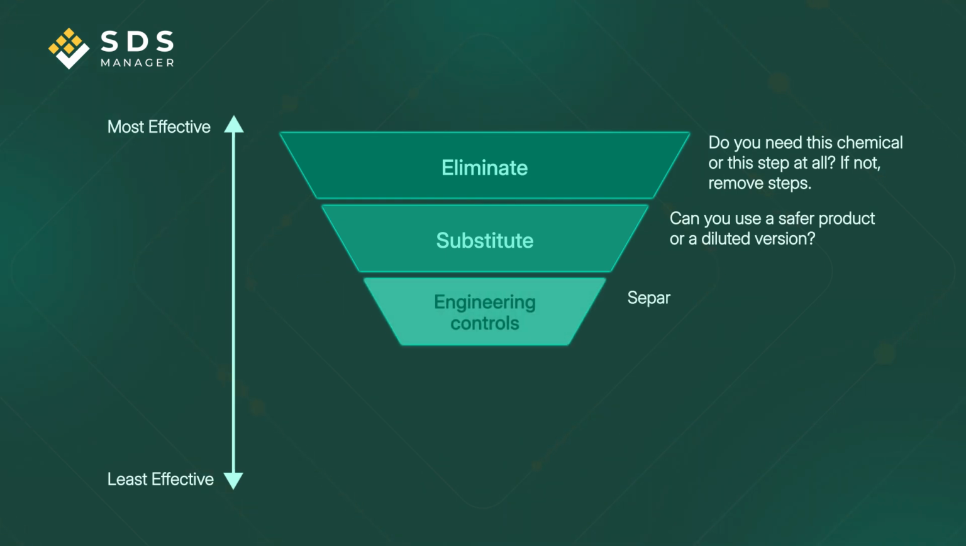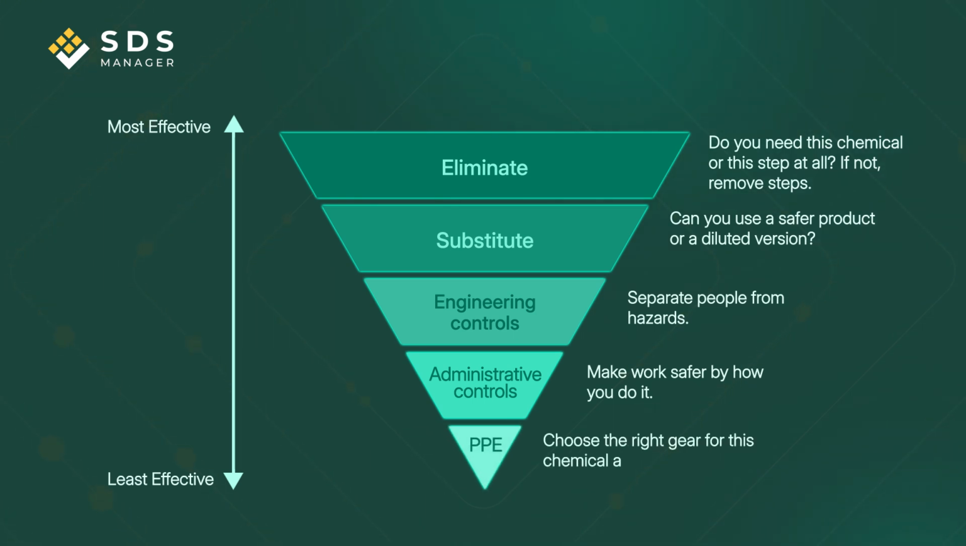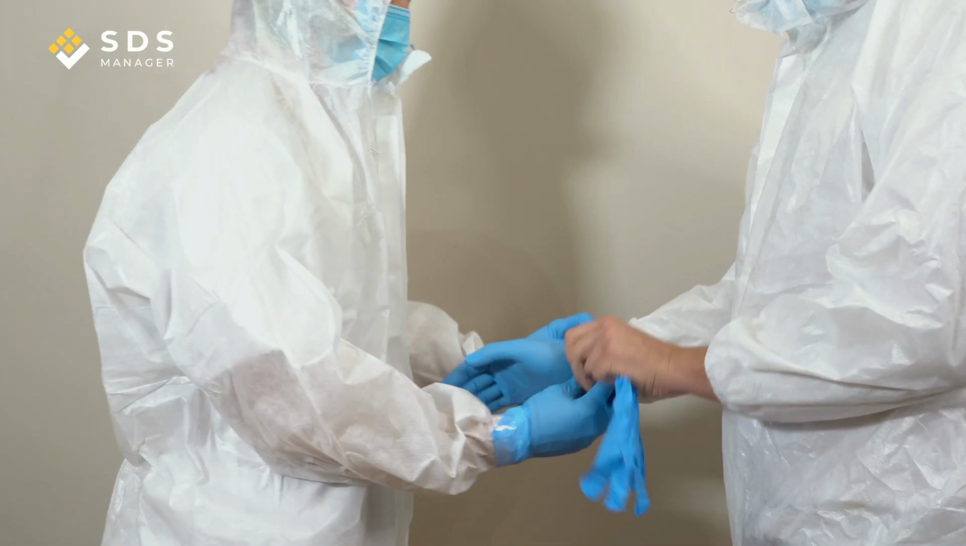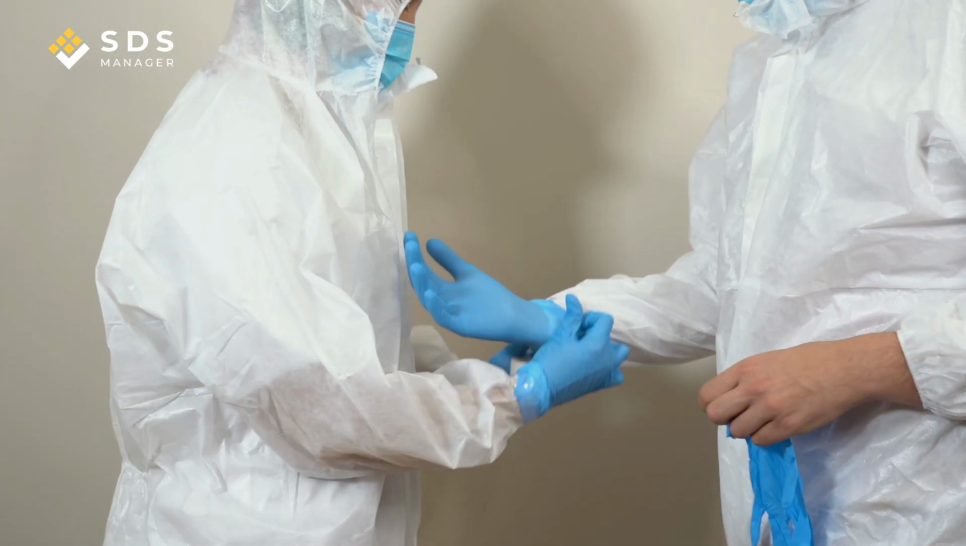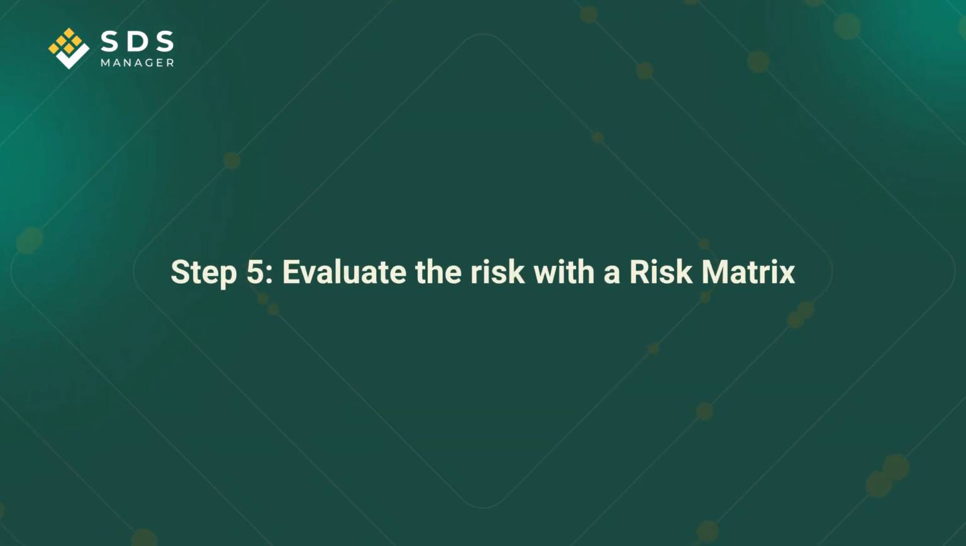Engineering controls, separate people from hazards. Use a fume hood, local exhaust, closed transfer, splash shields. Administrative controls, make work safer by how you do it. Training, clear SOPs, labels, doing high vapor tasks when fewer people are around. PPE, last layer. Choose the right gear for this chemical and this task. Correct gloves, goggles, face shield, lab coat or apron, respirator if required. PPE is essential, but it works best after you've tried to remove or reduce the hazard with the higher level controls.